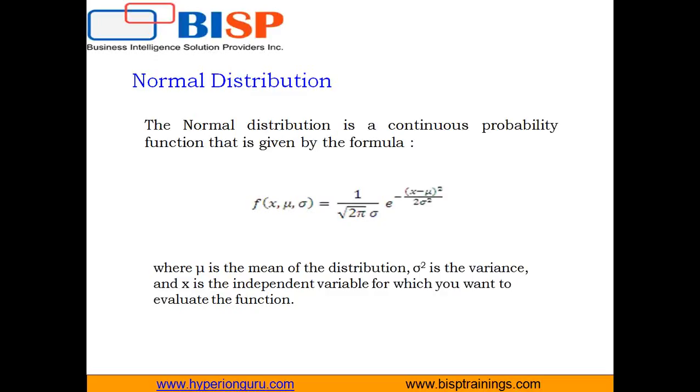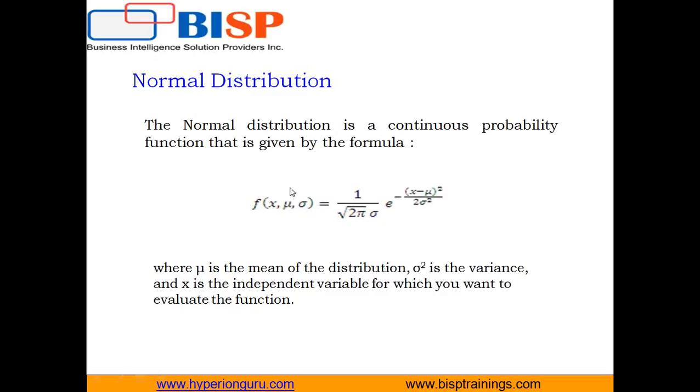For example, if you took the height of 122-year-old women and created a histogram by plotting height on the x-axis and the frequency at which each of the heights occurred on the y-axis, you would get a normal distribution.